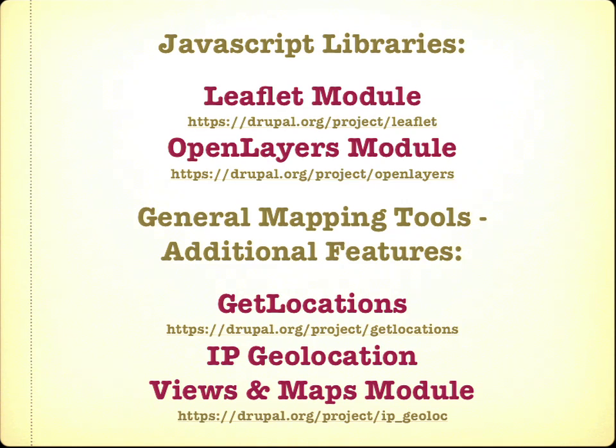There are two other popular mapping modules that work with that earlier stack of modules I talked about and expose you to either the Leaflet library or the Openlayers library without having to delve all the way in. So if you're looking for some of the functionality of Openlayers or Leaflet, but aren't ready to dive all the way in, I think looking at either Getlocations or the IP Geolocation Views and Maps modules is a good idea. There are a lot of different settings there to play with.